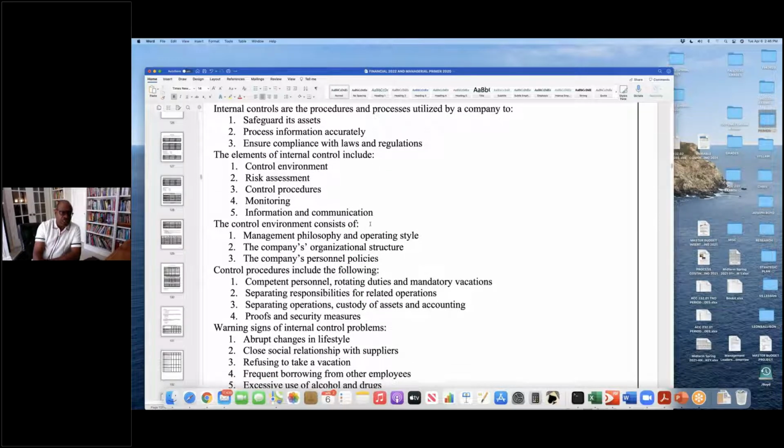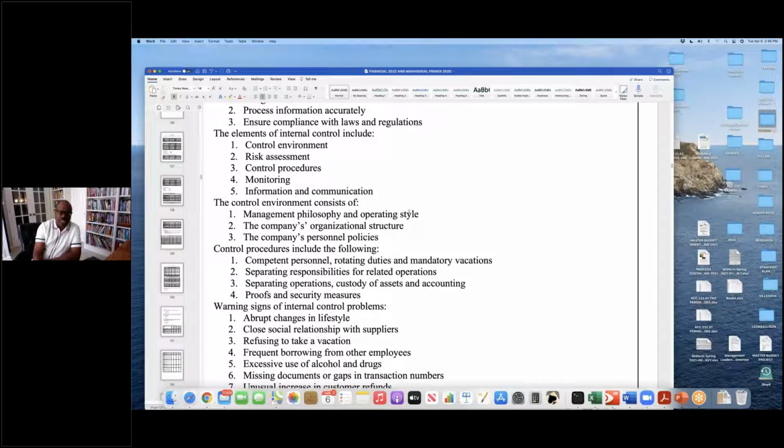The control environment consists of, we talked about this, the management philosophy and operating style. Does the company believe or have a philosophy of doing things in an ethical way? Or are they going to, whenever there's a problem, there's a weather problem, then they're going to gouge people, increase prices for no reason? So that control environment is very important. Structure your personnel policies.